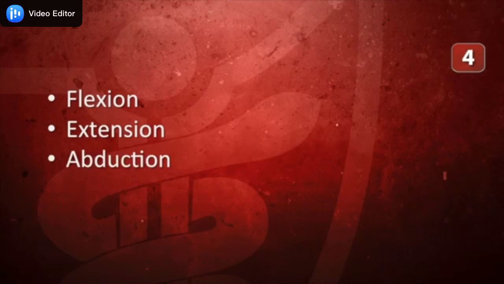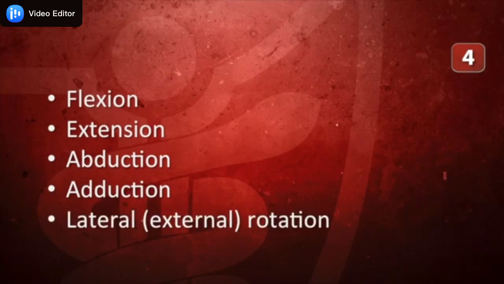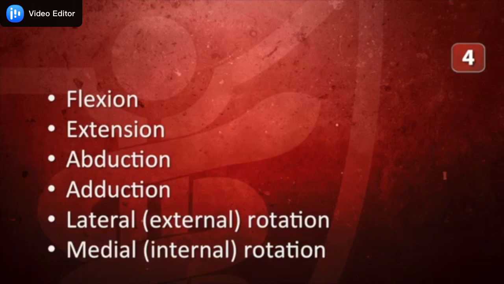Abduction of the femur at the hip joint, often stated more simply as abduction of the hip joint, involves moving the femur away from the midline of the body. Adduction of the femur at the hip joint brings the femur toward the midline of the body. The femur may also be rotated at the hip joint. Lateral rotation of the femur at the hip joint involves rotating the femur away from the midline, while medial rotation of the femur at the hip joint involves rotating the femur toward the midline of the body.